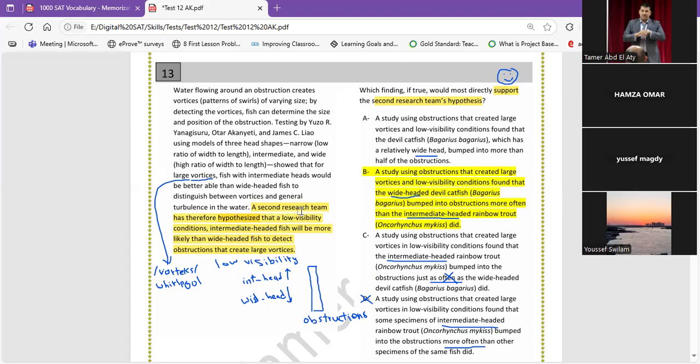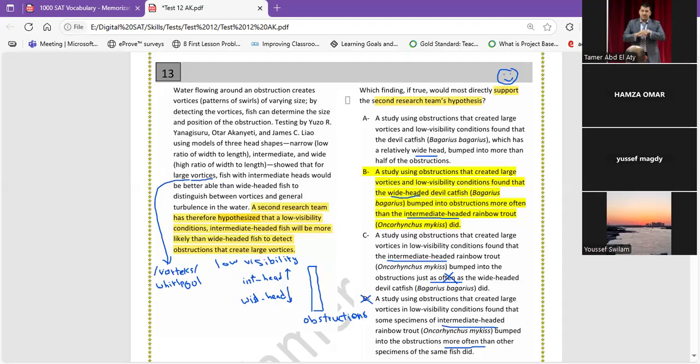He said a second research team had therefore hypothesized that in a low visibility condition, intermediate-headed fish, take care, will be more likely than wide-headed fish to detect obstructions that create large vortices. The problem is that I don't know the meaning of vortex or vortices. So I have to read up, but I want to support that the intermediate-headed is better than wide-headed in the low visibility condition.